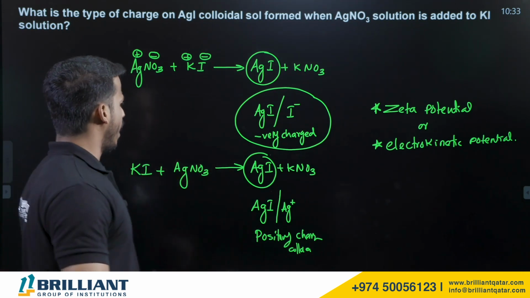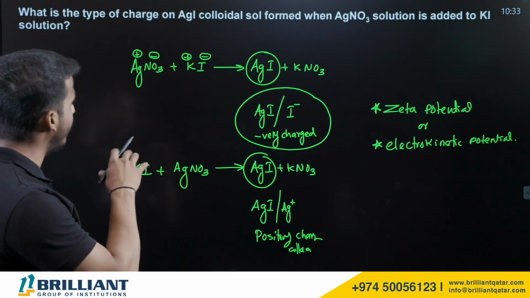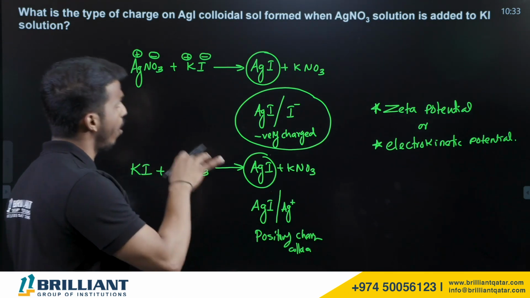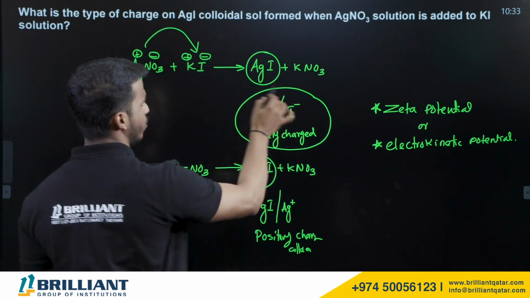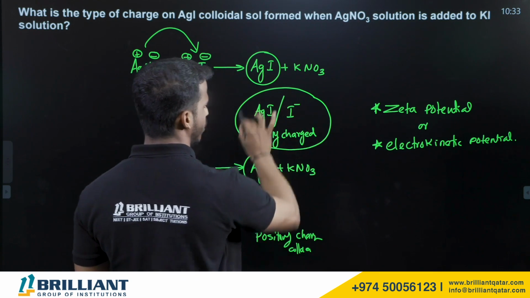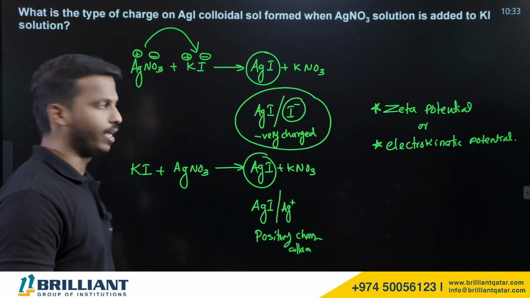Okay, and next one. The question: what is the type of charge on AgI colloidal sol formed when AgNO3 is added into potassium iodide? Dear student, what's the charge? A negatively charged colloid is forming because the absorbing ion is I-.